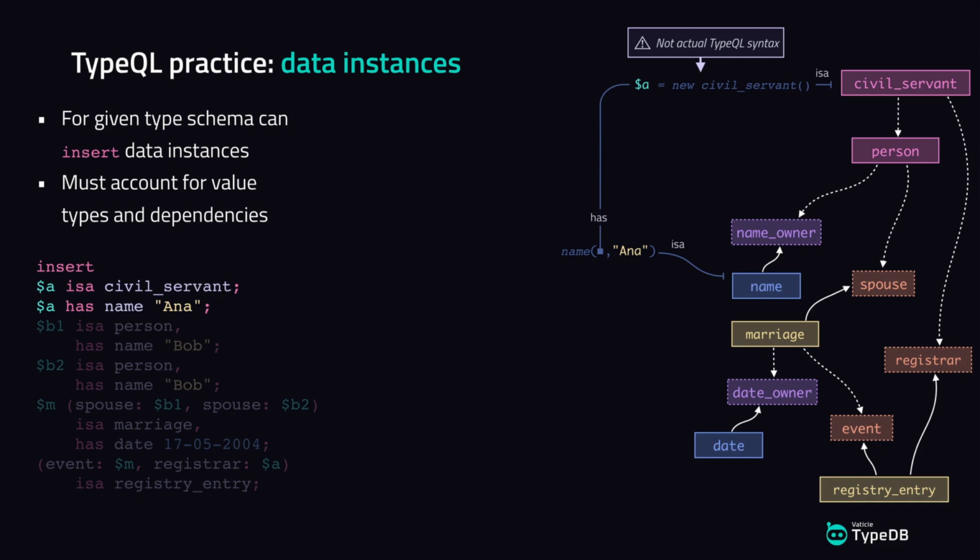We can look at our schema to see whether this type checks. And indeed, civil servants can be cast into persons, which can be cast into name owners. So it's a valid name owner.